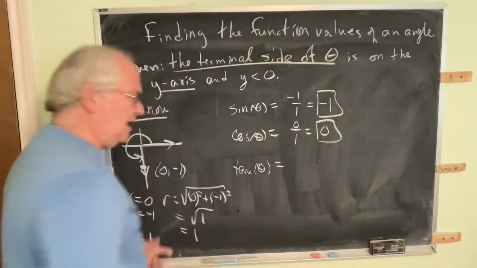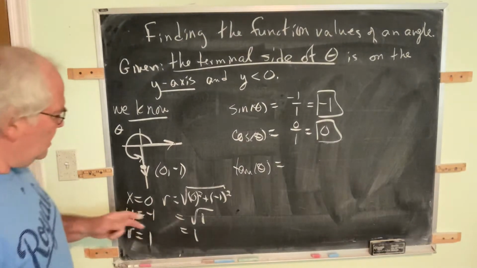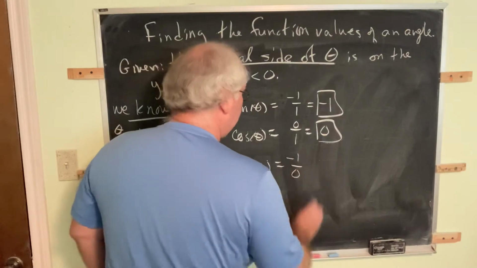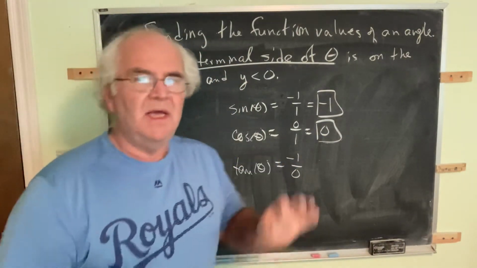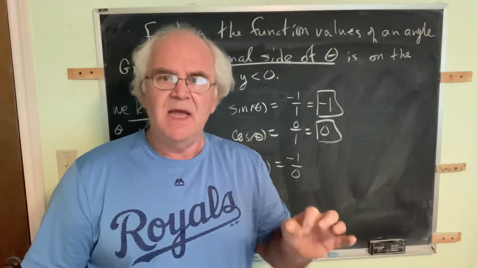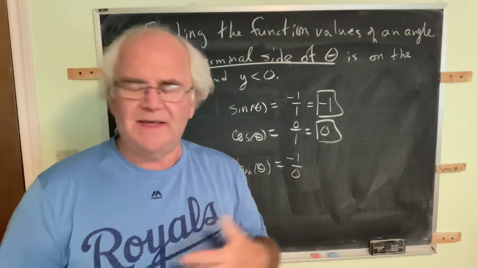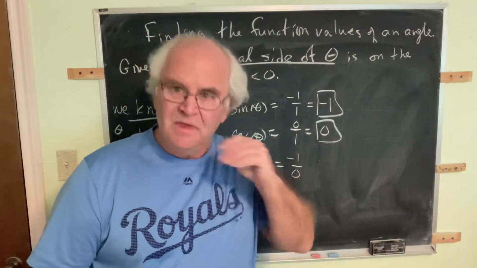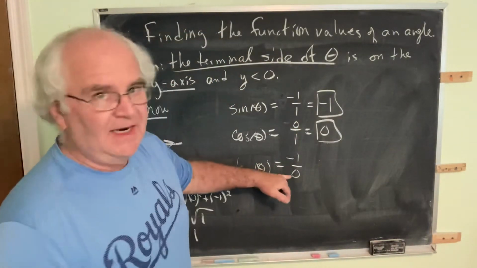Now, tangent gets a little bit dicey. Tangent is y over x. This is negative 1 over 0. Dividing by 0 is not allowed. 0 in the numerator works nicely. 0 in denominator, don't do it. I know that's a stupid memory device, but I learned it way back when in 19 and it's held me in pretty good stead. 0 in the numerator works nicely. 0 in denominator, don't do it.